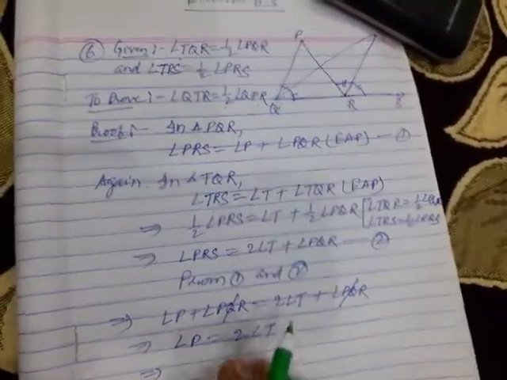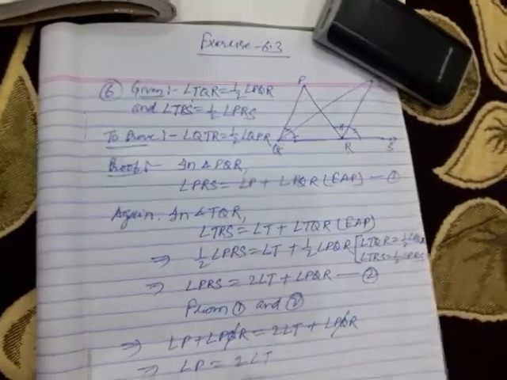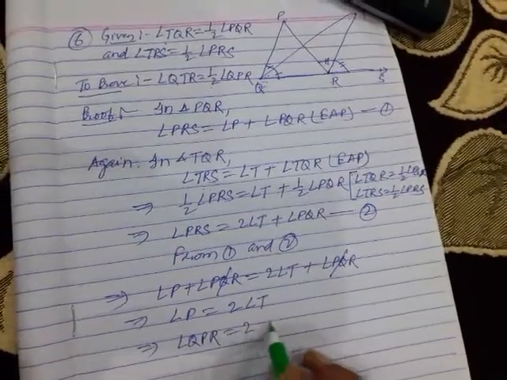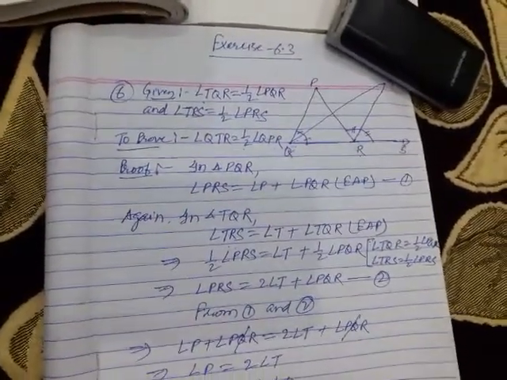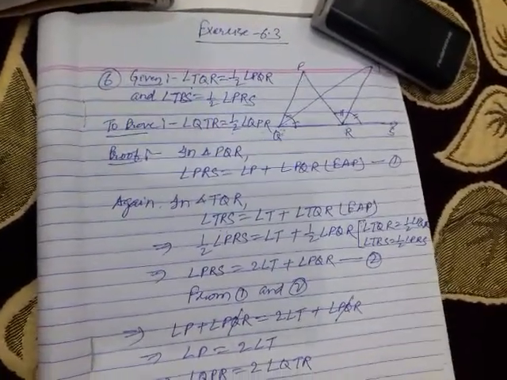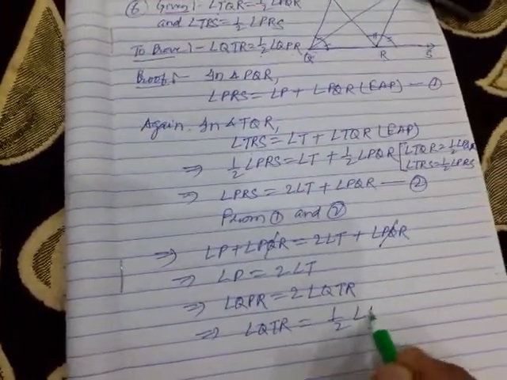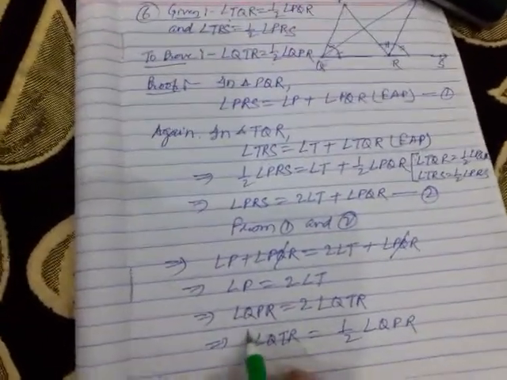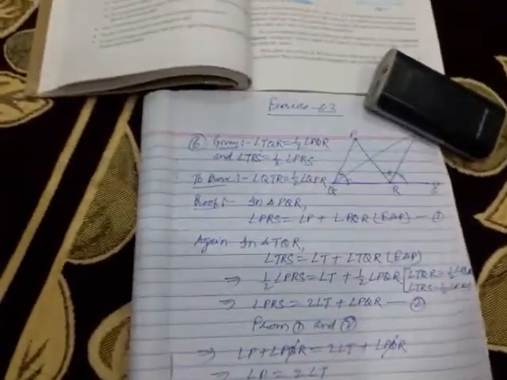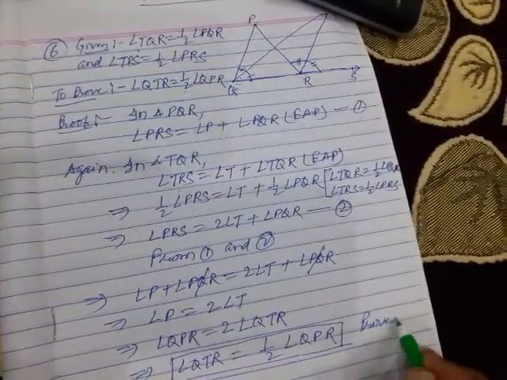What is angle P, children? That is angle QPR. Angle QPR equals 2 times angle T. What is angle T? That is angle QTR. This implies that angle QTR equals half of angle QPR, and that is what we have to prove. Clear children? That is angle QTR equals half of angle QPR, and now your question is proved.